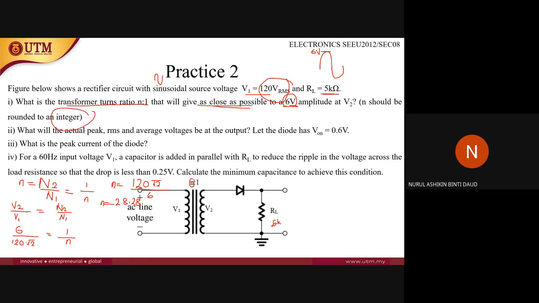Since they stated here N should be an integer, it should be 28 only. You have to neglect the decimal points here. All right. So the value of N is 28. So this is the answer for number 1. Okay. For number 2.